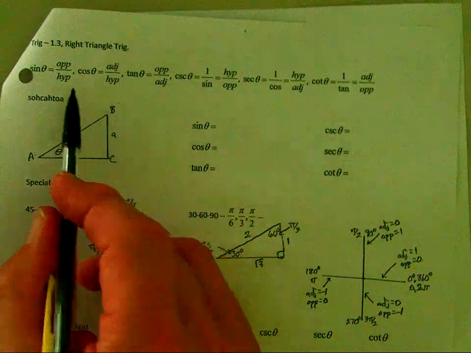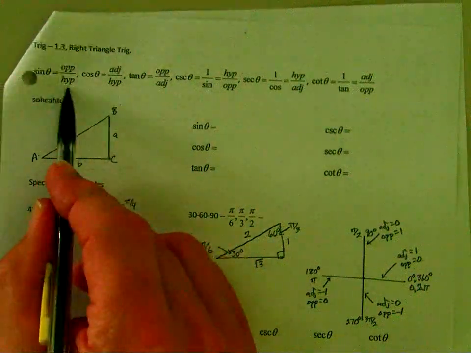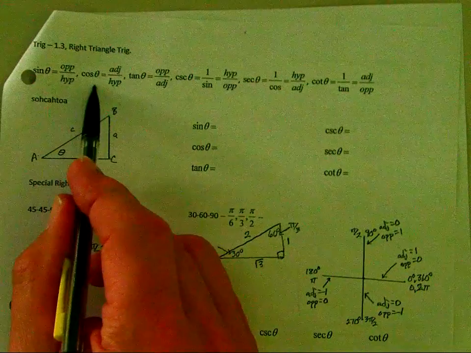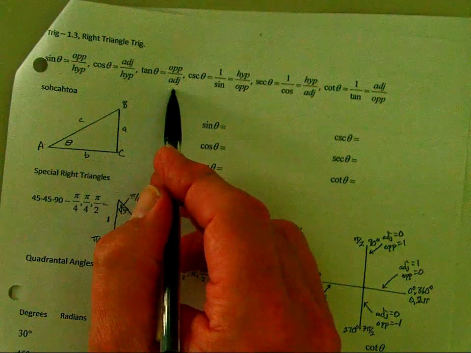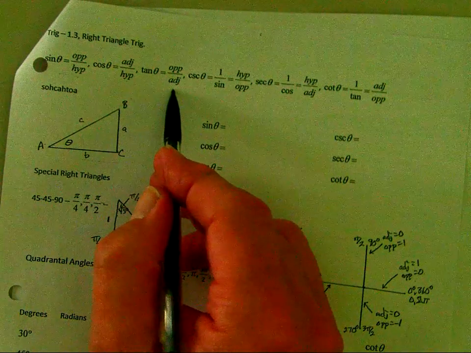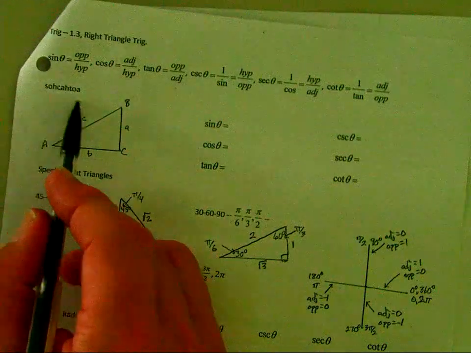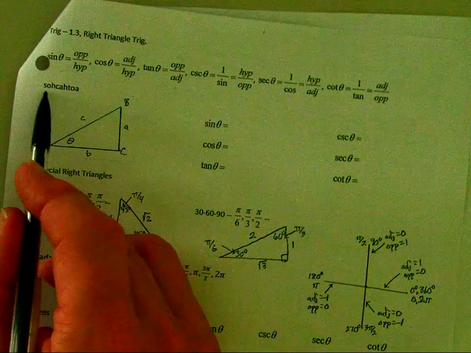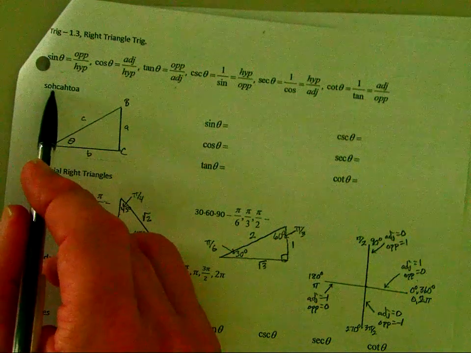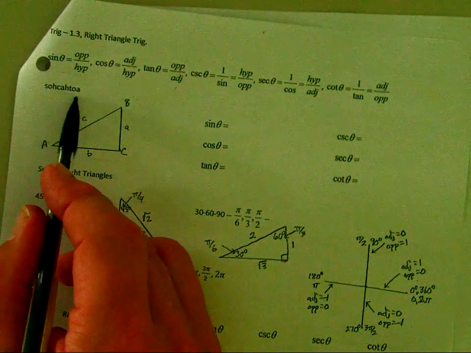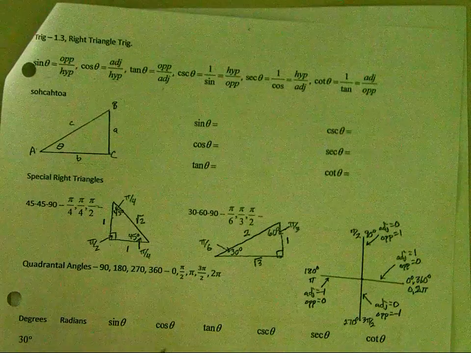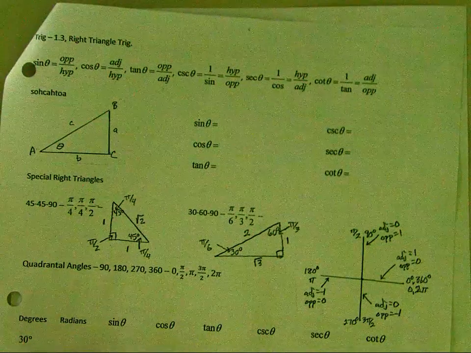You've done these three a lot before. You know sine is opposite over hypotenuse. We know cosine is adjacent over hypotenuse. We know tangent is opposite over adjacent. And that's where a lot of you have learned these by SOHCAHTOA, which says exactly that. Sine is opposite over hypotenuse. Cosine is adjacent over hypotenuse. Tangent is opposite over adjacent. So that's the big three trig functions.